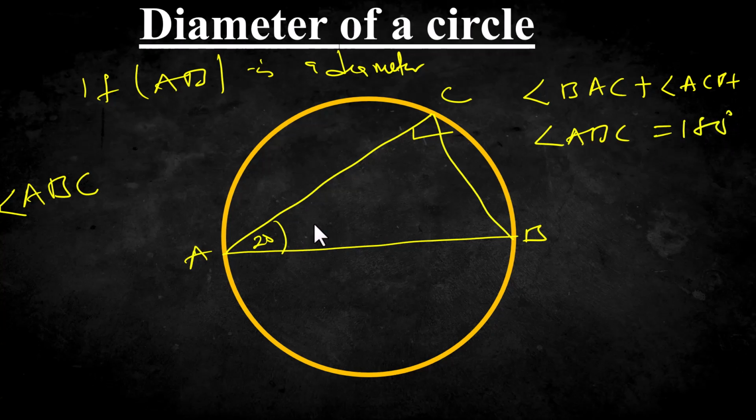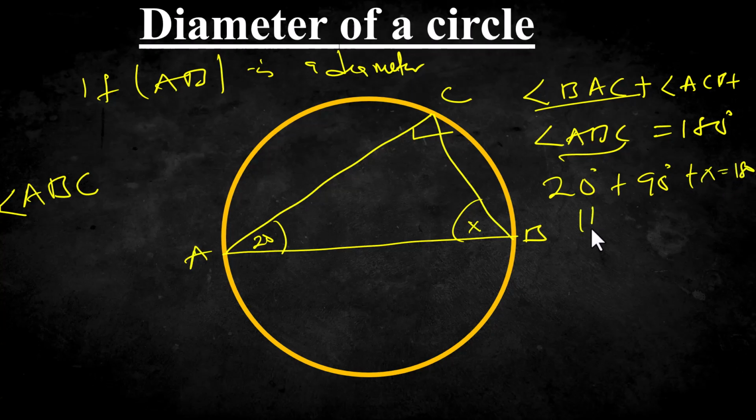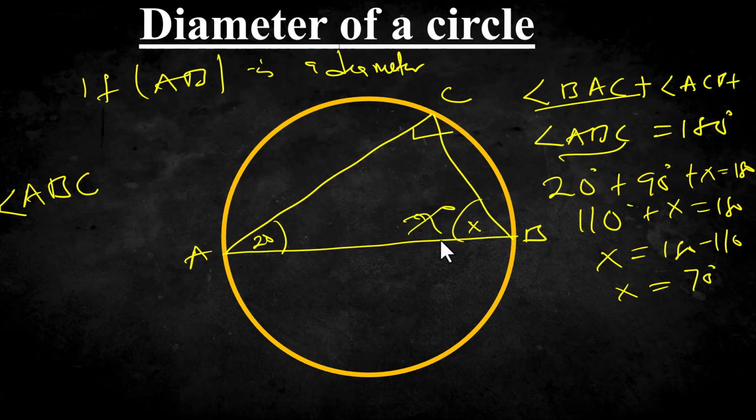So the sum of angles in a triangle add up to 180. So we have BAC as 20, plus ACB as 90, plus ABC. Let's call the side X. ABC, X, equals 180. So we have 110 plus X equals 180. So X is 180 minus 110. So X is straight away 70. So this side is 70. That's the diameter of a circle. How powerful it is.